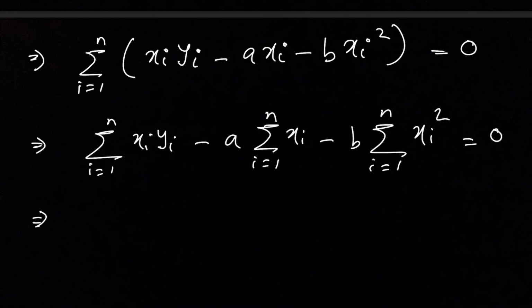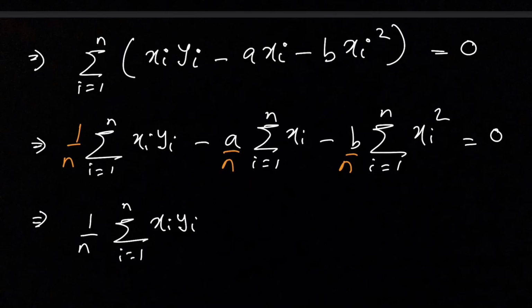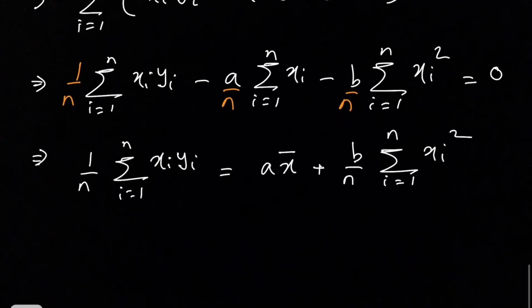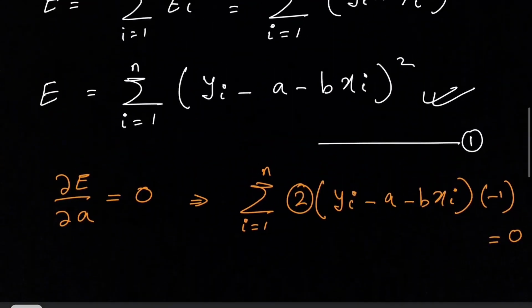Okay, now similarly let's just divide the entire thing by n. So 1 by n, n by n. This becomes 1 by n summation xi yi, i equals 1 to n. Let's just take the other terms on that side. So this would be nothing but a times x bar, plus b by n times summation i equals 1 to n xi squared. So let's just say this is equation number 3. Okay, 1, 2, and 3.